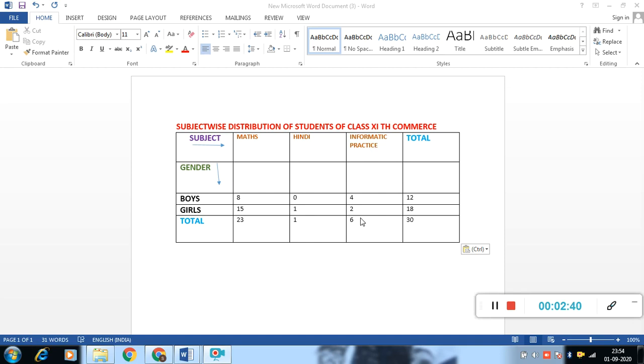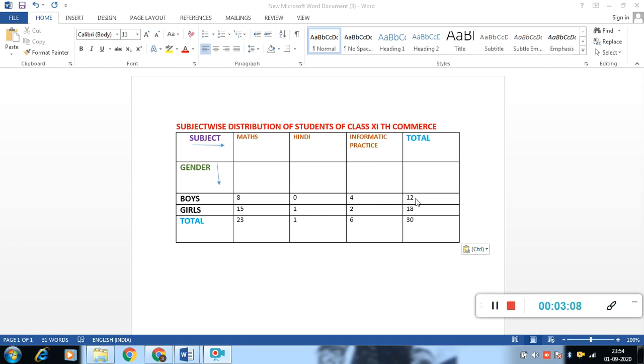And in informatic practice, there are a total of 6 students, out of which 4 boys have opted for informatic practice and 2 girls have opted for informatic practice. And if we see according to the number of boys, 8 boys are studying maths, no boy is studying Hindi, and 4 boys are studying informatic practice in 11th Commerce.